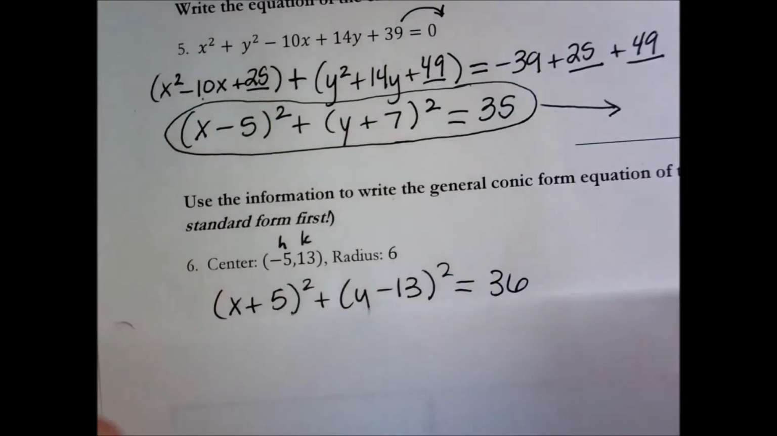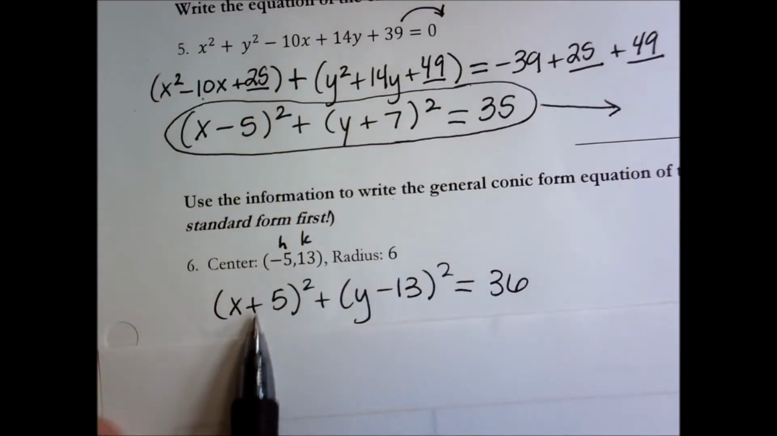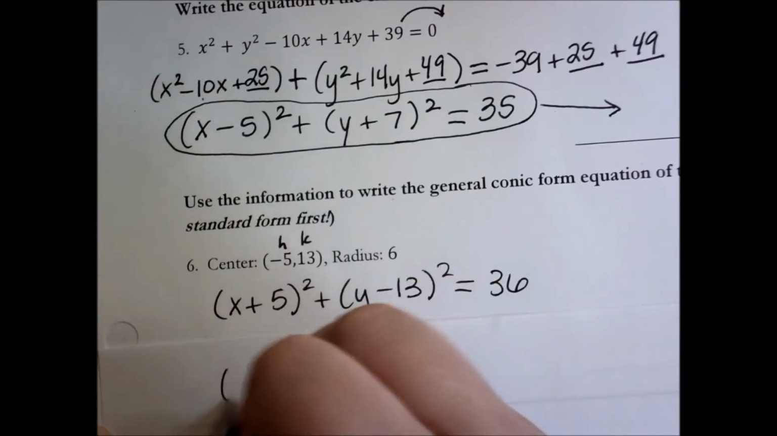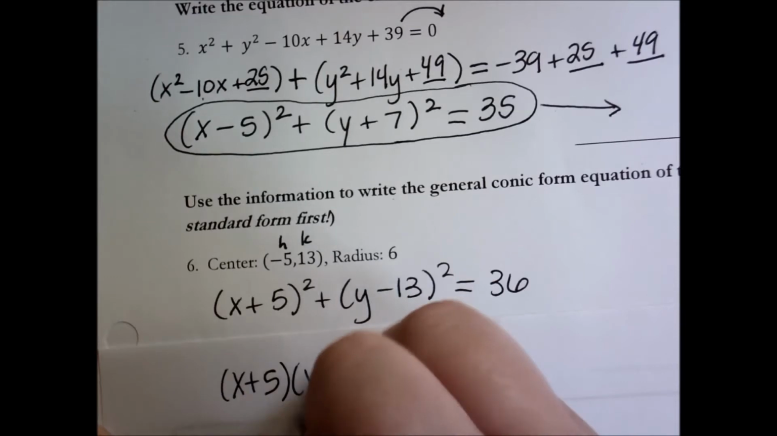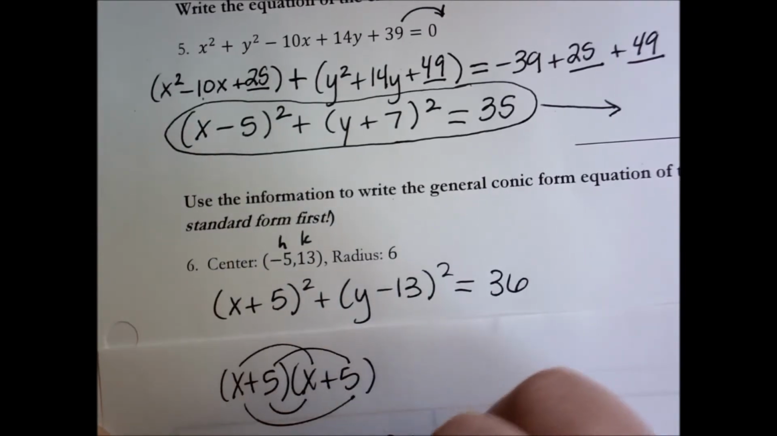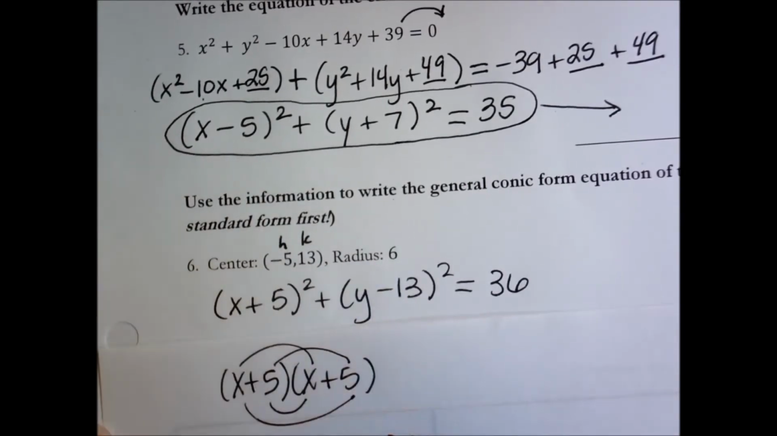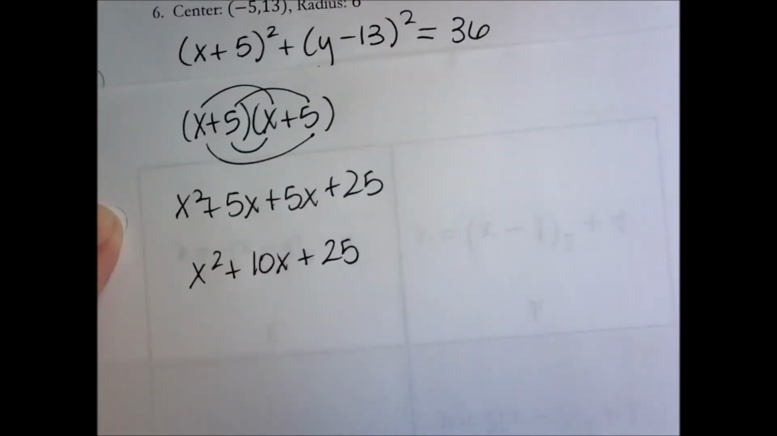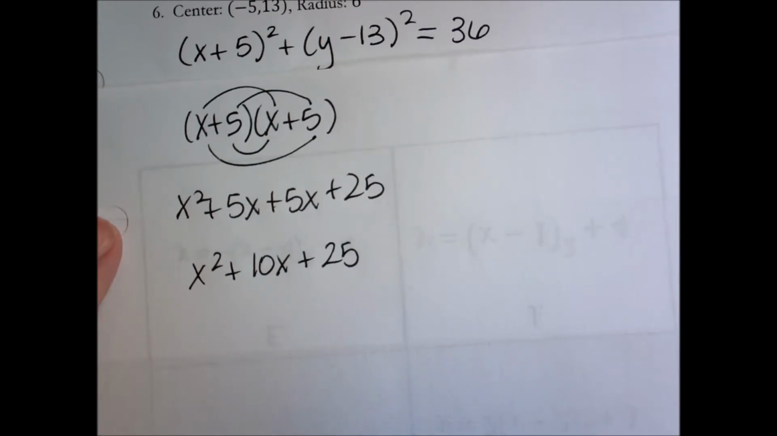Why? Because a lot of times people want to look at this and say it's x squared plus 5 squared, and it is not. This is not equal to x squared plus 25. What it is equal to is x squared plus 5x plus 5x plus 25, which is x squared plus 10x plus 25. I used FOIL.